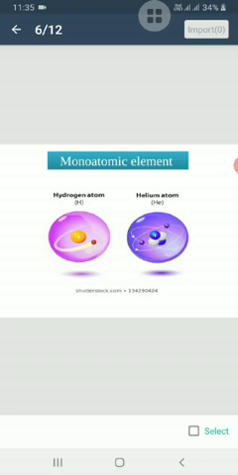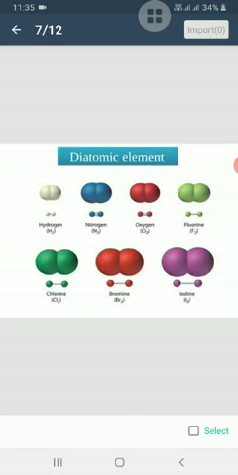However, the atoms of many elements can't exist independently in nature. They form molecules containing two or more atoms. For example, molecules of hydrogen, nitrogen, oxygen, and chlorine have two atoms each. So they are known as the diatomic elements.